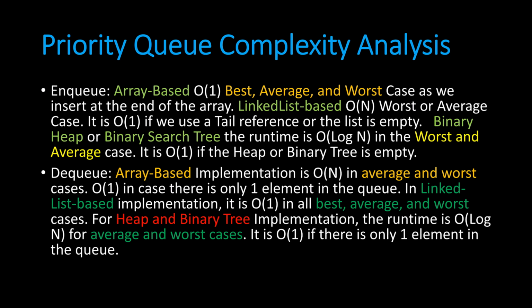For the heap and binary tree implementation, the runtime will be O(log n), because O(log n) is the traversal cost of a binary tree and binary heap. This is for the average and worst cases. It is O(1) if there is only one element in the queue. So the best case for the binary heap and binary tree will be O(1) when there is only a single element.